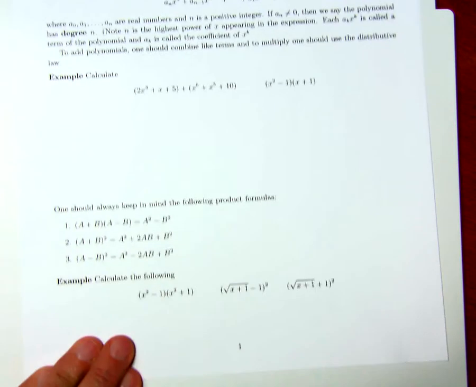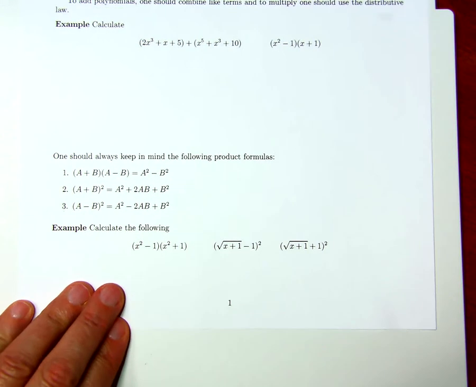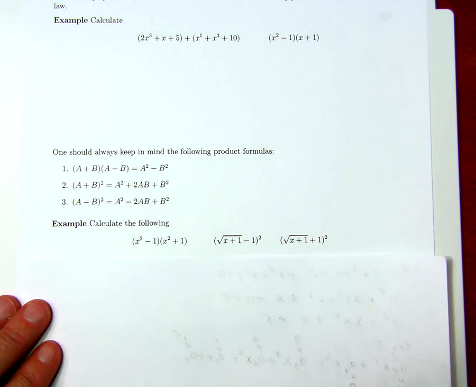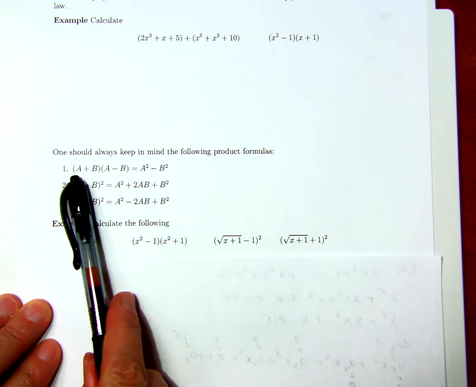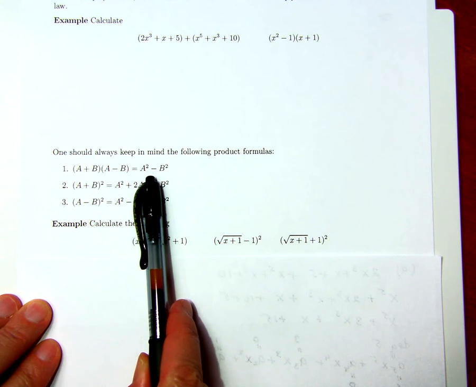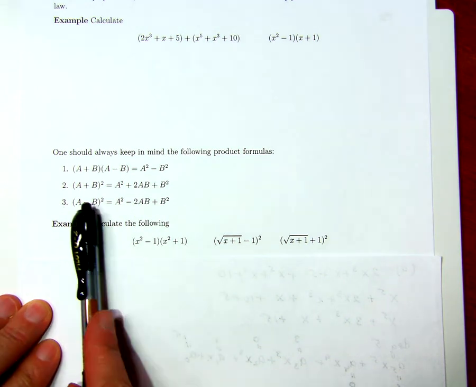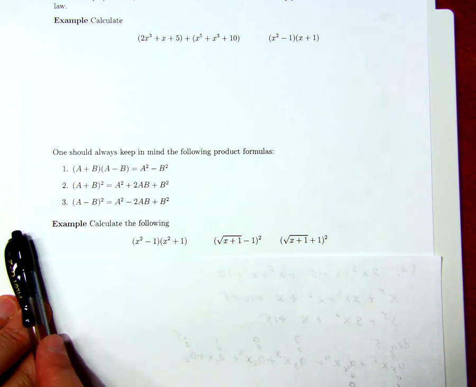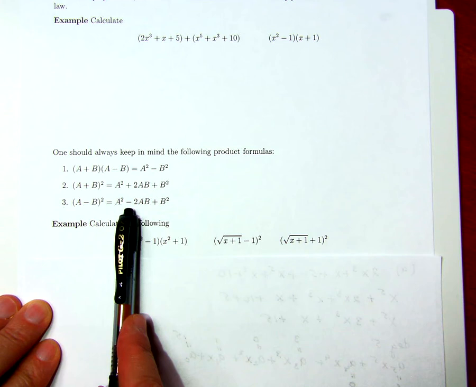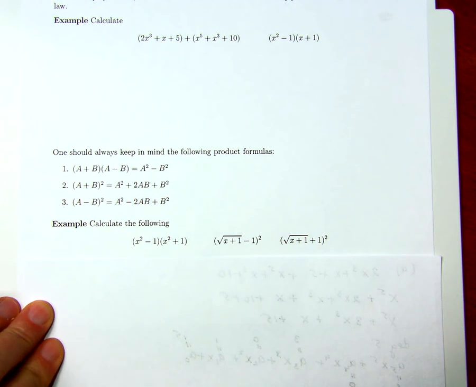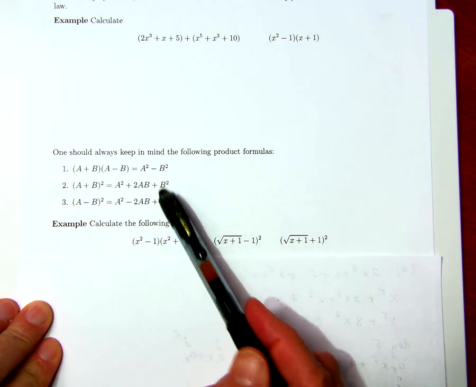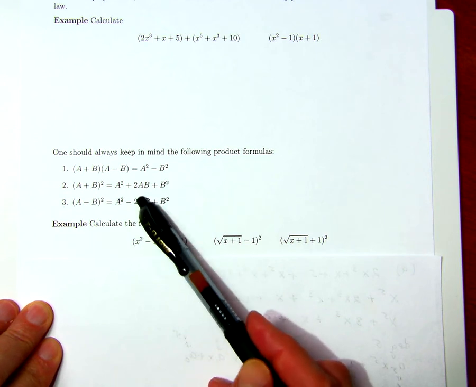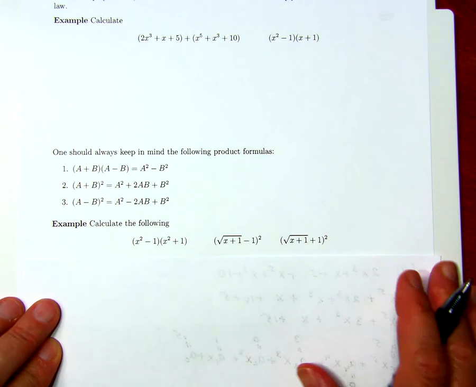These are algebraic formulas that you should always keep in mind when you're calculating, either with polynomials or algebraic expressions. A plus b times a minus b is a squared minus b squared. A plus b squared is a squared plus 2ab plus b squared. A minus b squared is a squared minus 2ab plus b squared. So the result here is almost identical, except you have a negative in the middle term.